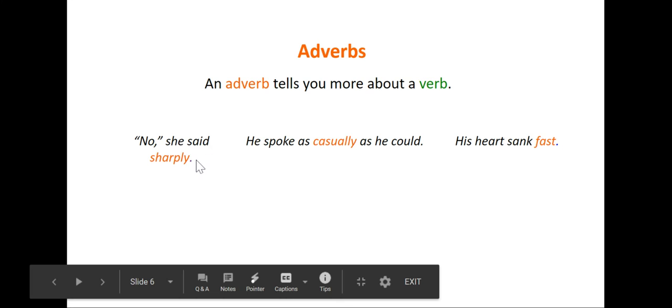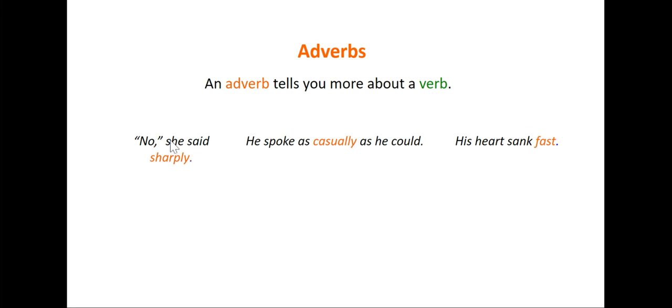No, she said sharply. So what is the verb in this sentence? What's being done? On the first one, no, she said sharply, we know said is the verb because it's the action that's being taken, and sharply is the adverb because it's telling you how it's being done. She said sharply. All right, he spoke as casually as he could. So speaking is what he's doing, and casually is how he's doing it. So we've got our verb and our adverb. And his heart sank fast. Sank is what's being done, and fast is how it's being done. So sank is our verb, and fast is our adverb.